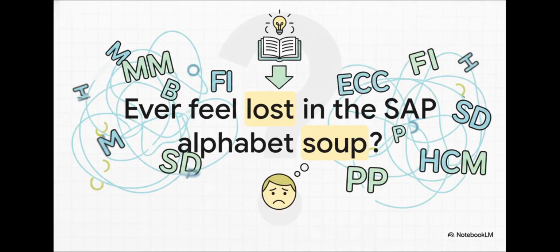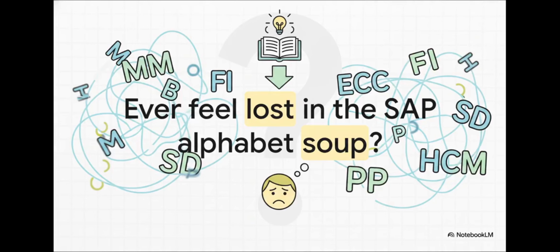Look, we've all been there. It's a hugely familiar pain point for so many new corporate employees or even IT students. You're sitting in a meeting and suddenly everyone around you is speaking what sounds like a totally alien language made entirely of three-letter acronyms. They're throwing around letters like MM, FI, and ECC, and you're just kind of nodding along, hoping it eventually clicks. Well, you don't have to just nod along anymore.